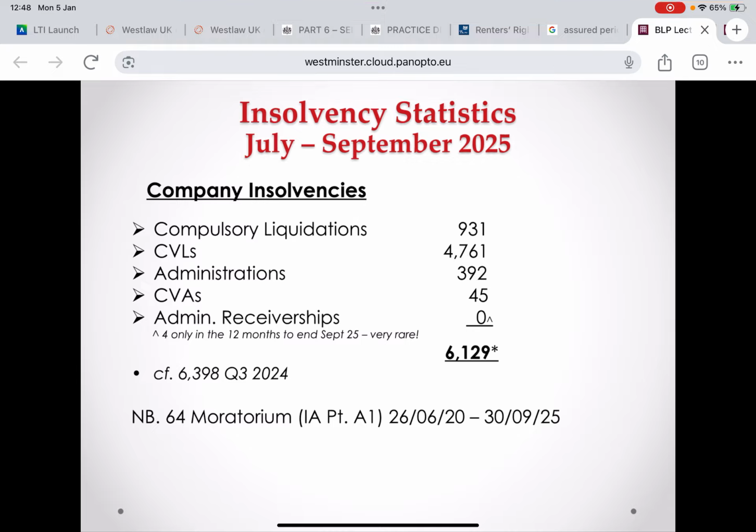There have been a very small number of this new moratorium procedure, which was introduced during COVID. Since the 26th of June 2020, which of course was very close to the beginning of the COVID pandemic, through to the end of September 2025, there have only been 64 of these new moratorium procedures now reflected in Part A1 of the Insolvency Act. That is of no great concern to us.